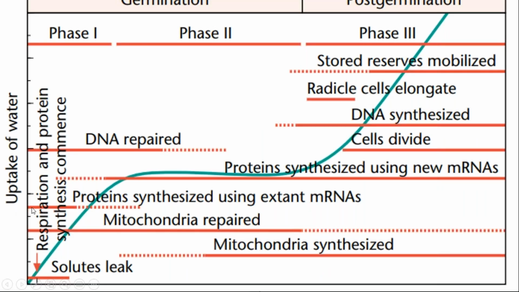Now there's sort of a two-stage process to the germination. You get this initial uptake of water, and you get solutes starting to flow around in it because now it's liquid. The first thing the plant has to do is repair itself.